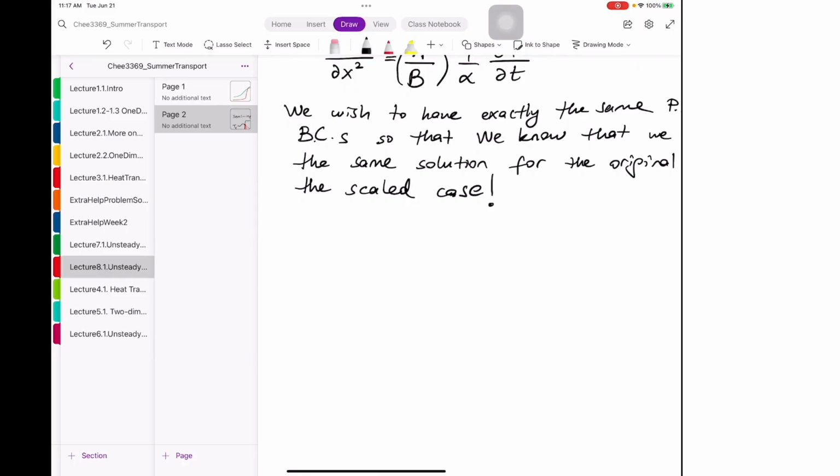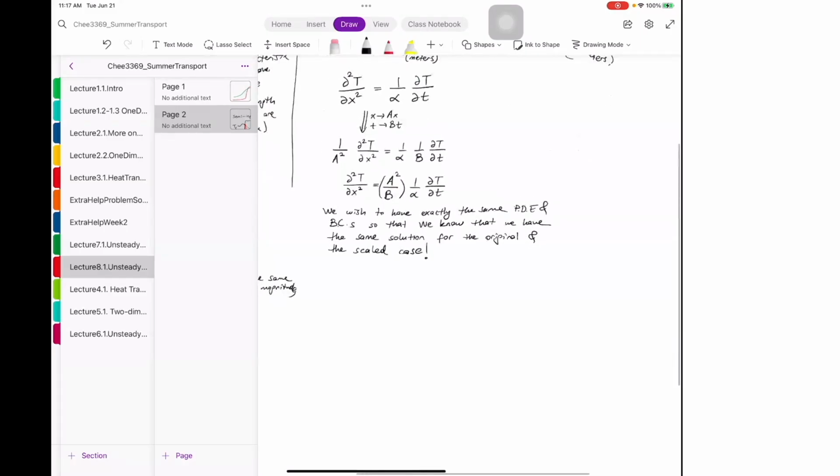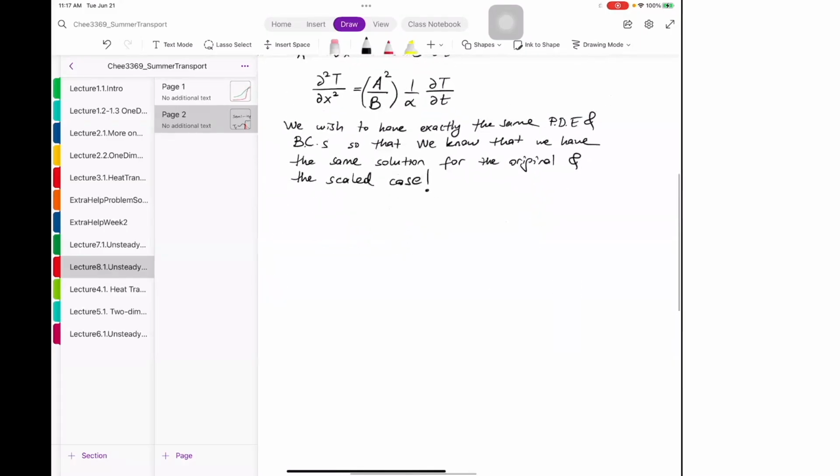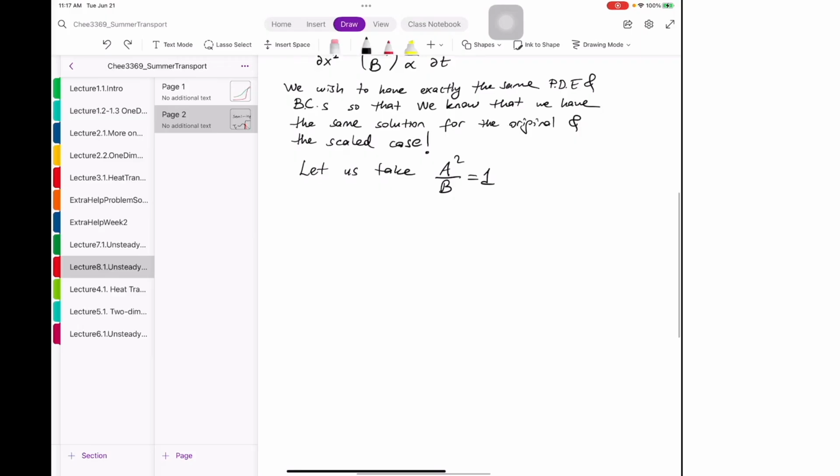But that means the following. Let us take a squared over b equal to... oh, sorry, what is that? a squared over b is equal to 1. So let's take this one so that I recover my original partial differential equation. How about the boundary conditions?